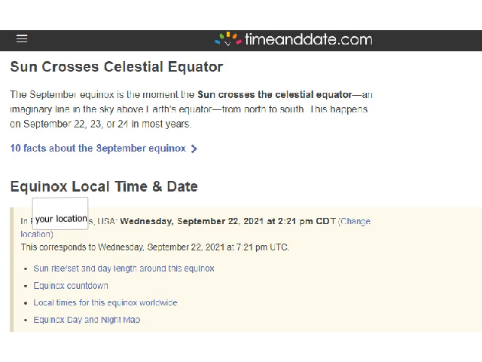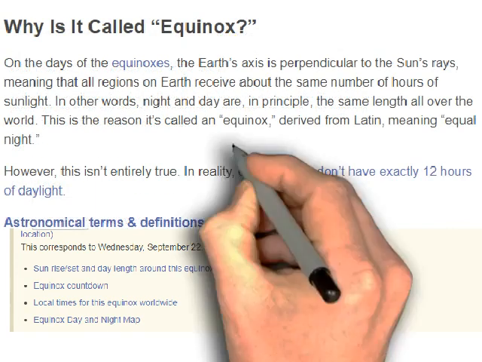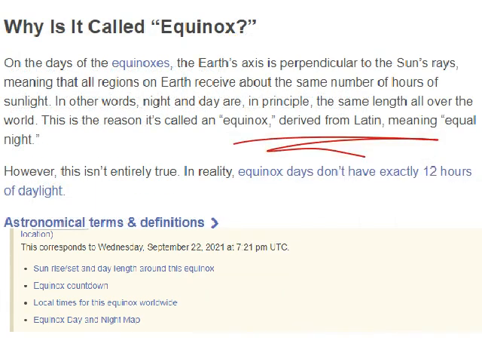You'll also learn from a source like timeanddate.com that the word equinox is derived from Latin, which means equal night. An explanation goes along with this that it's because during this time of the year, all places on Earth receive about the same number of hours of sunlight. So in other words, everyone receives pretty much equal day to equal nighttime hours.